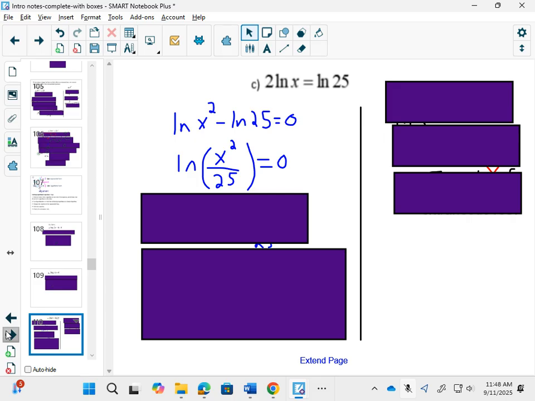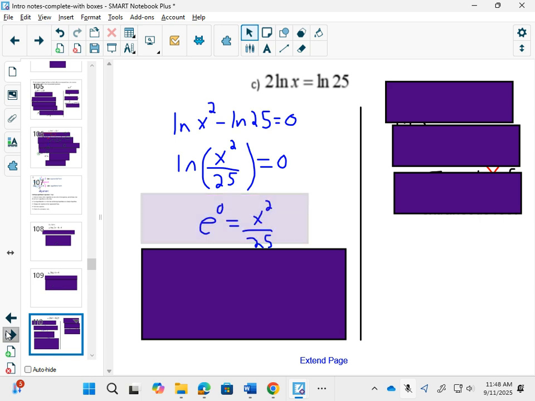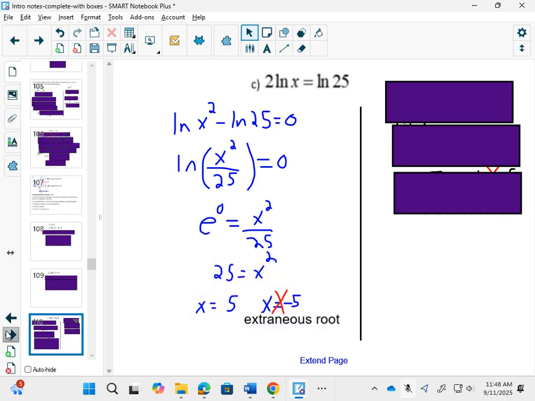Once you've got a simple single logarithm, we can now change it to exponential form. So in this case, the base would have been e, the exponent is 0, it's equal to this, and once you change e to the 0 to 1, this becomes like a grade 9 question again. 25 is equal to x squared. You would get plus or minus 5, but when plugging in minus 5, you would have a negative inside of a logarithm. So we'd write that as an extraneous root. But this one is good.